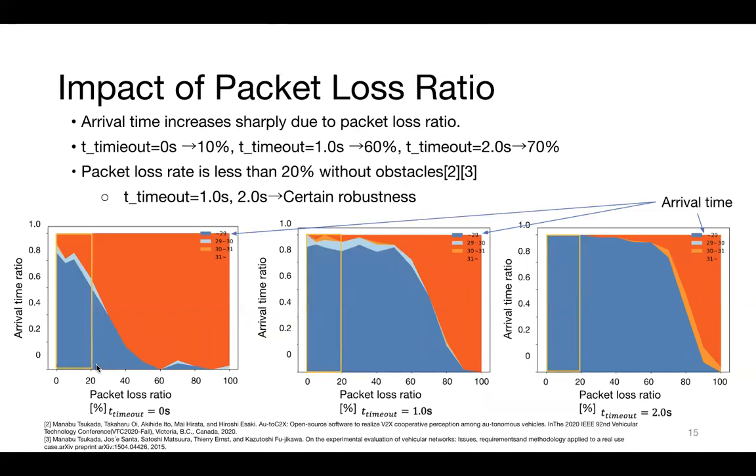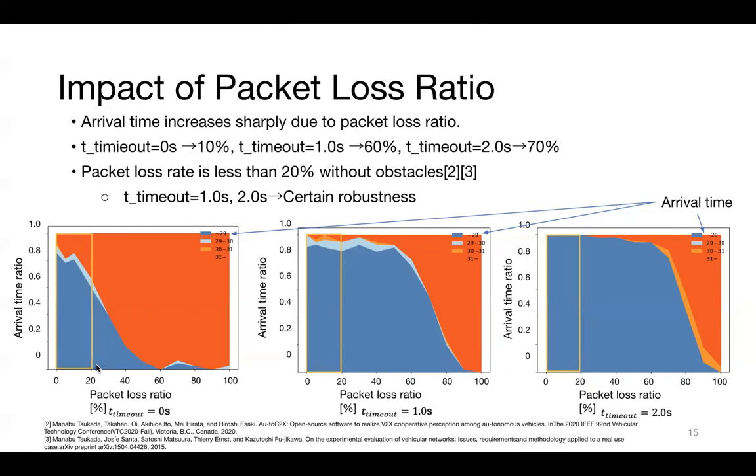Finally, we measured the change in arrival time when the packet loss rate was changed. This time, we measured the arrival time at timeout times of 0 seconds, 1 second, and 2 seconds. This graph classifies arrival time into 29 seconds or less, from 29 to 30 seconds, from 30 to 31 seconds, and 31 seconds or more. And we show them as percentages.